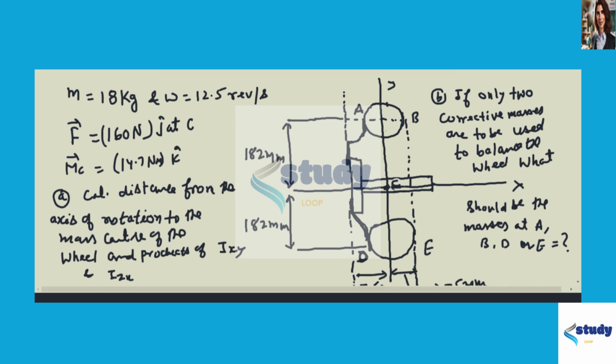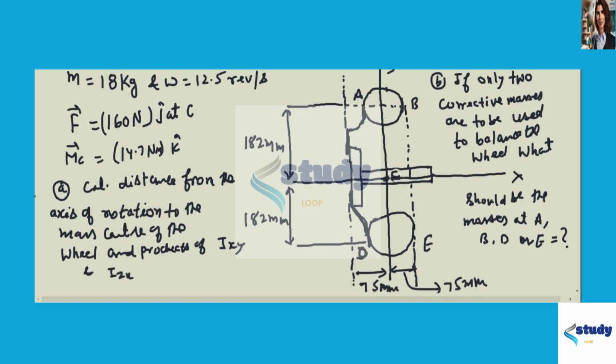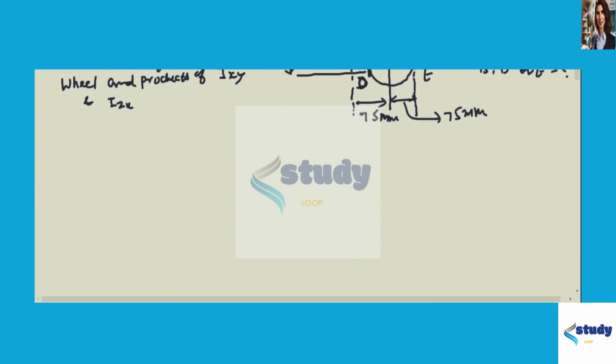Hello everyone. As shown in the figure, when the 18 kg wheel is attached to the balancing machine and made to spin at a rate of 12.5 revolutions per second, it is found that the forces exerted by the wheel on the machine are equivalent to a force-couple system consisting of a force of 160 Newton (−j cap) applied at C and a couple M_C of 14.7 Newton meter (−k cap), where the unit vectors are from a triad which rotates with the wheel.